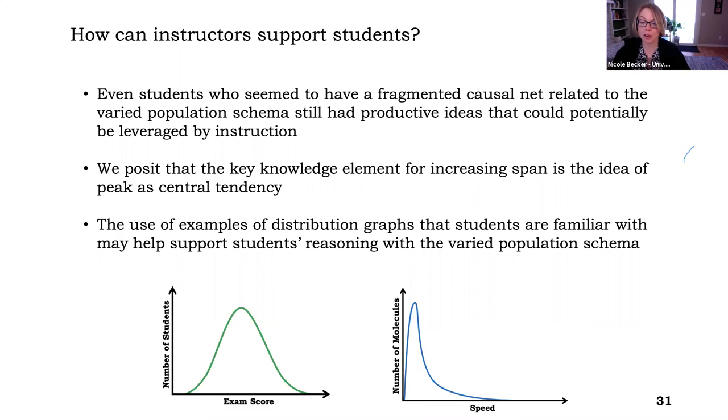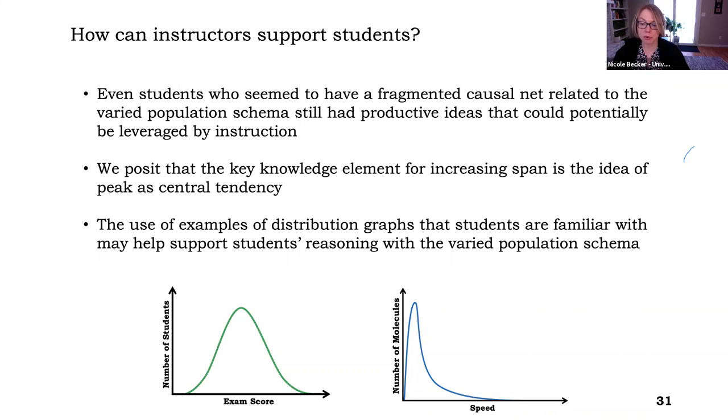So we posit that one route towards extending the span of the varied population schema in graphical contexts is the idea of the peak of a distribution as central tendency. If students are able to read the peak as an indication of grouping rather than as an event, this could serve as an anchor to attach subsequent ideas.